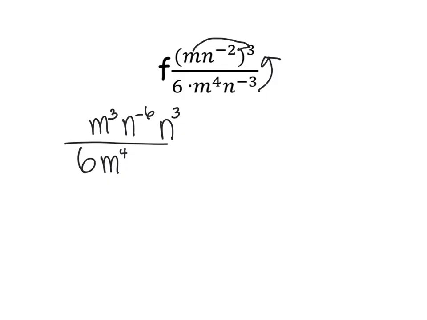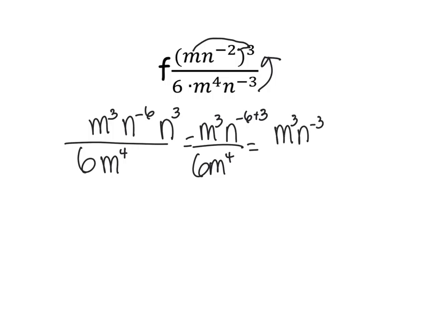Here's where you have an option. Since they're both n's on top, I could add them. Negative 6 plus 3. So let's use what we learned on Monday. M to the third, n to the negative 6 plus 3 over 6m to the 4th. Well, what's negative 6 plus 3? Negative 3. So it's going to be m to the third, n to the negative 3 over 6m to the 4th. This is kind of the slow way.